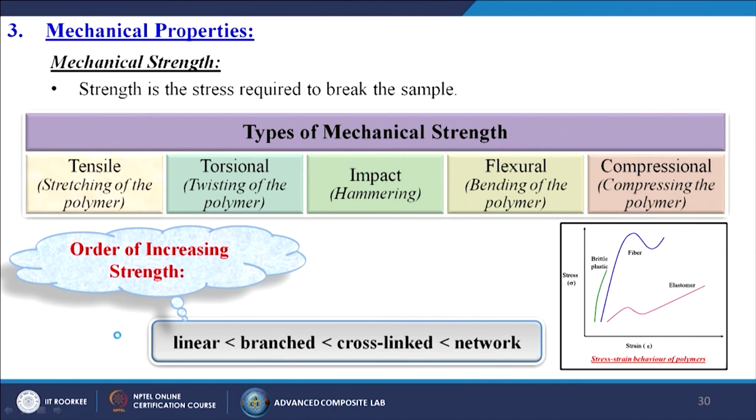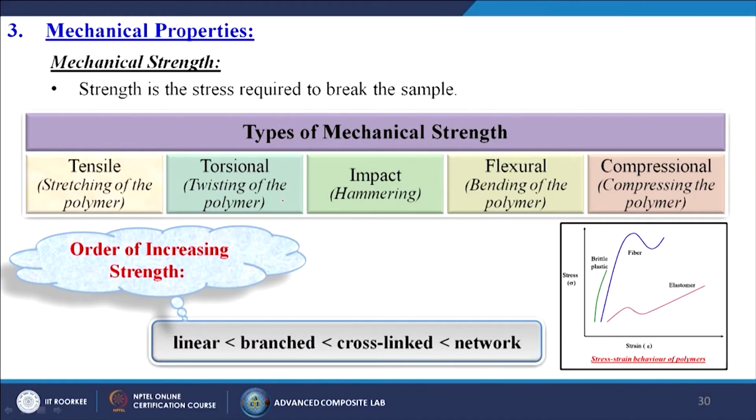Next, we are going to discuss the mechanical properties. When we discuss the mechanical properties, first comes the mechanical strength. Strength is the stress required to break the sample. There are several types of mechanical strength. First one is tensile, generally stretching of the polymer; torsional, which is related to the twisting of the polymer; impact, generally by hammering; flexural, bending of the polymer; and compressional, meaning the compression of the polymer.